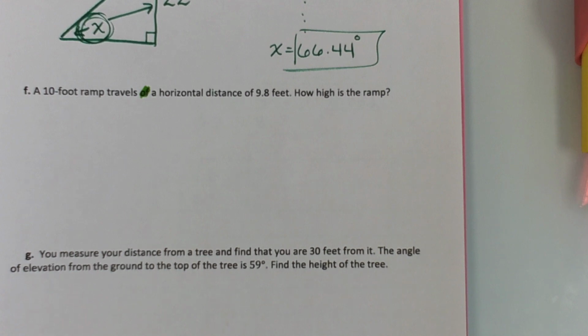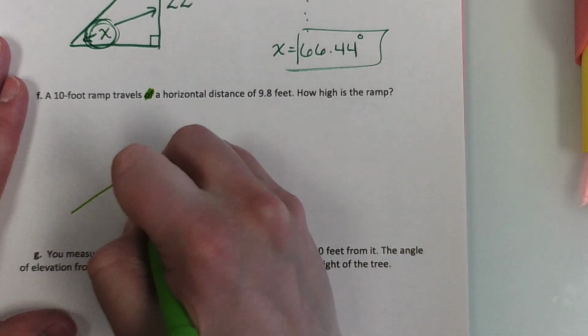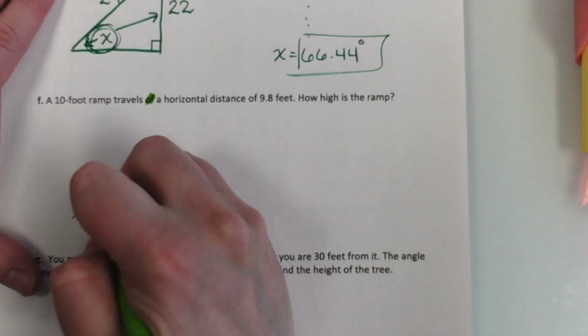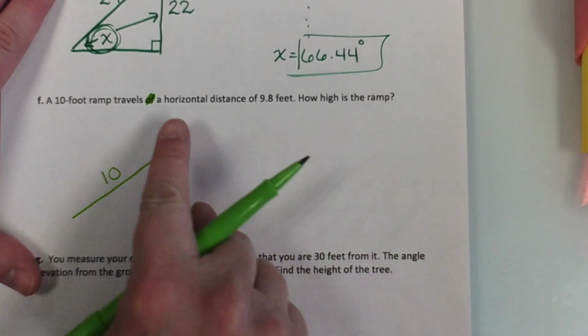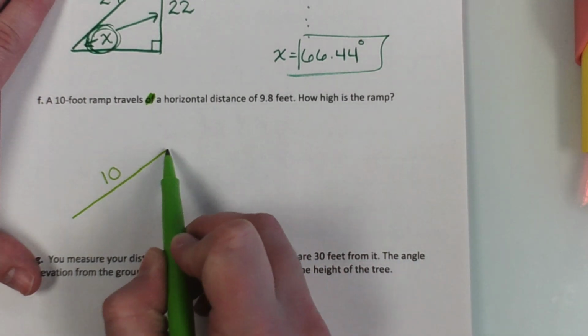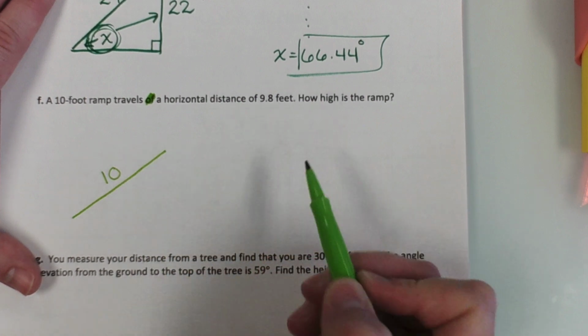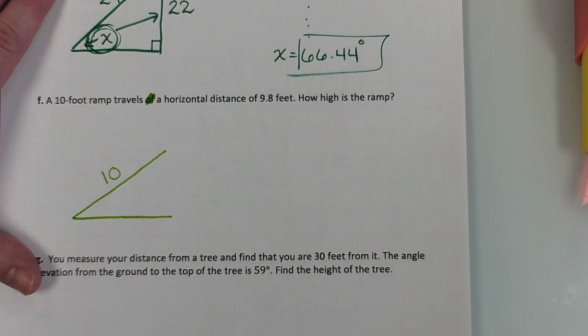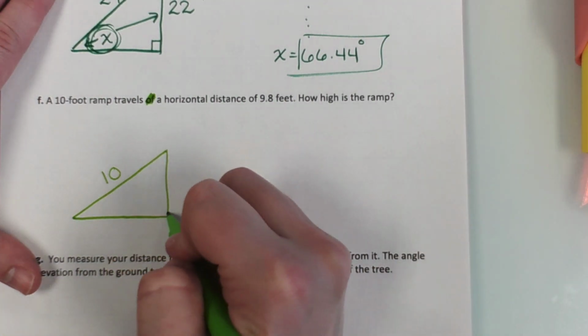What do ramps look like? Ramps are things to help you get from one elevation to a new elevation at an angle. That's the 10-foot ramp. It travels a horizontal distance of 9.8 feet. Now, I don't want to go this way. That doesn't help me make a triangle, at least not a right triangle. I want to go this way because I'm always trying to make a right triangle.